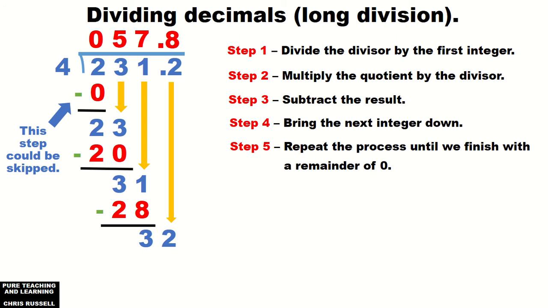Okay, how many 4s go into 32? We have 8, don't forget that decimal place. 4 8s is 32, we subtract them, and our remainder ends up being 0. So therefore the solution ends up being, again, 57.8.